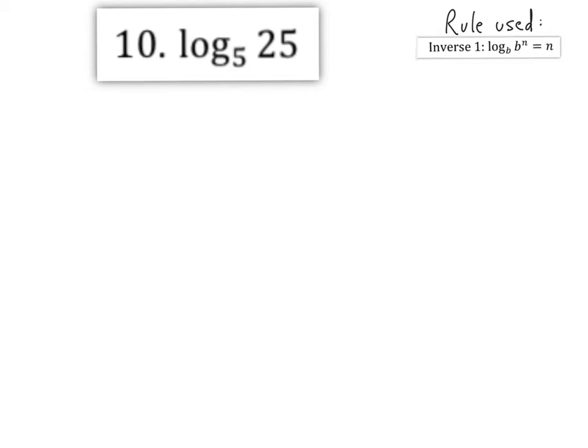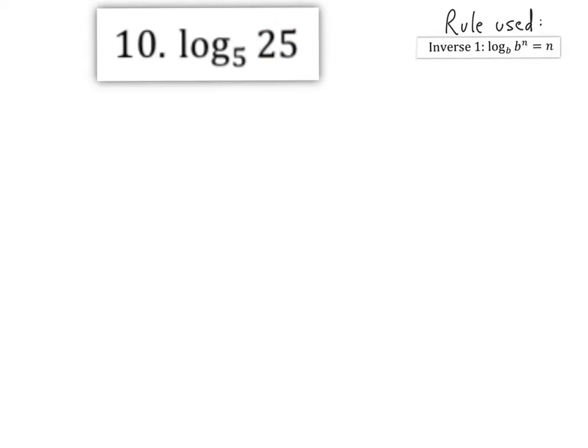Okay, so if you look over here, the rule says if the base of the log matches the base of the argument, then the answer is just the exponent. So if we can write the argument of this problem as 5 to the something, since the base is 5, then whatever the exponent of this is, that'll be the answer.